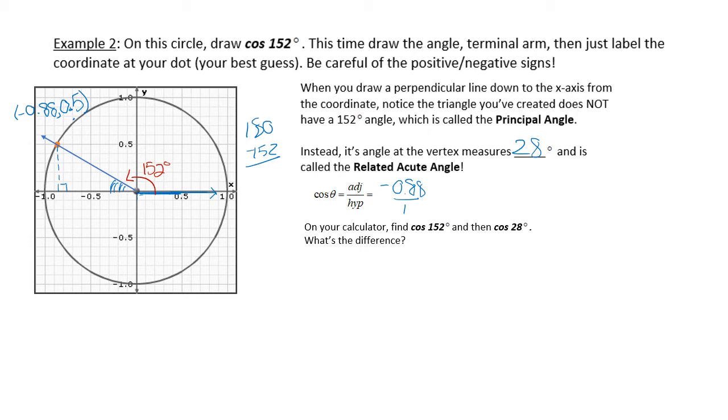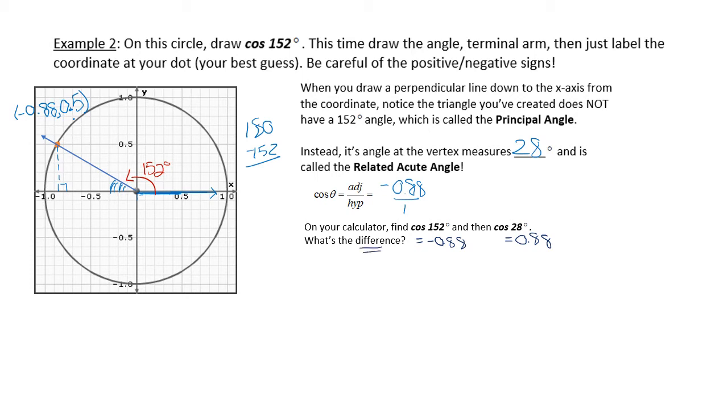All right, hopefully you pressed pause and you did that. Cos of 152 should be really, really close to the number that we just got. It is negative 0.88, so I made a good guess on that one. So cos of 152 is equal to negative 0.88. But cos of 28, when you put that in your calculator, you're getting the same answer, except this one is positive 0.88. What's the difference?